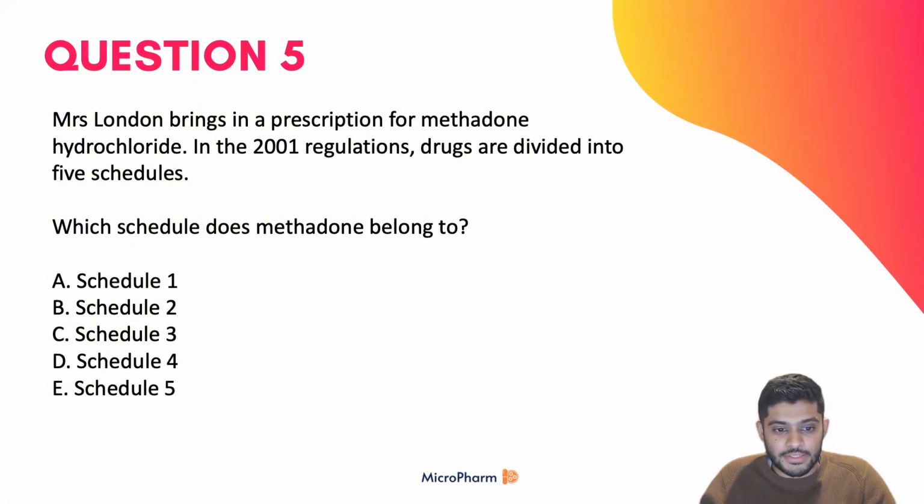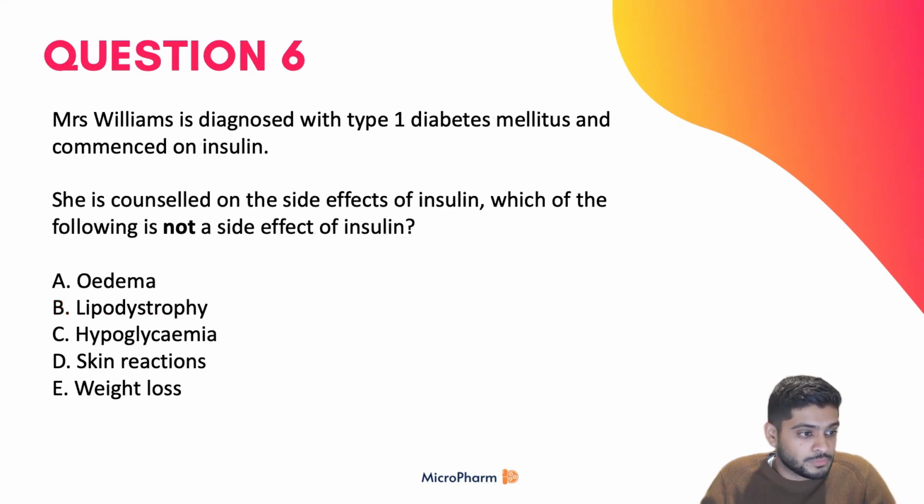Okay, let's share your answers. Everyone has put Schedule 2, which is correct. Methadone belongs to Schedule 2 when we're considering CD classification. Schedule 2 controlled drugs include substances that have legitimate medicinal uses, but there's also a high potential for them to be abused or for patients to become dependent on these medications. That's the reason why methadone falls under Schedule 2.